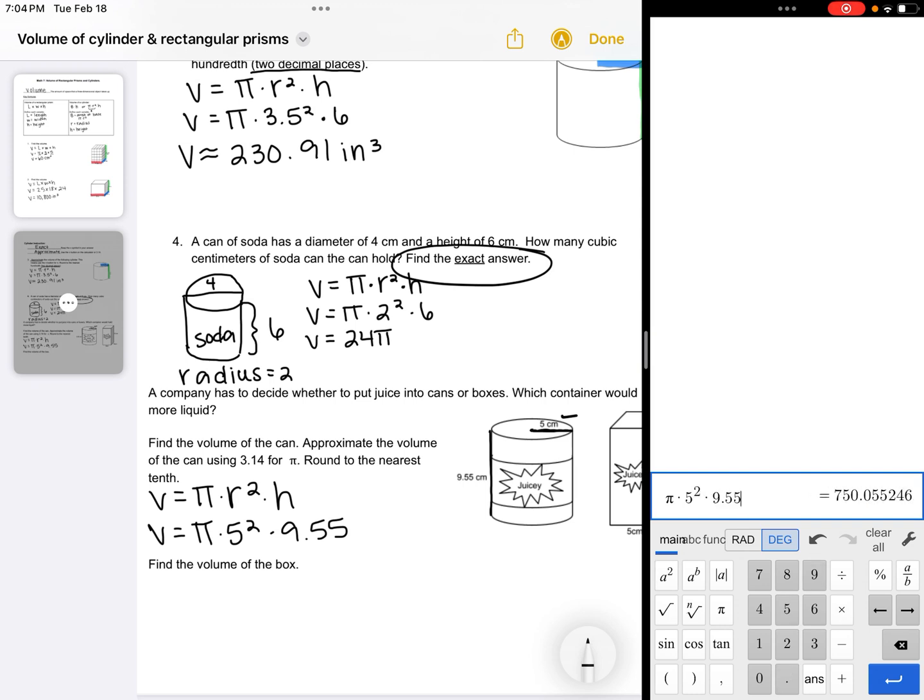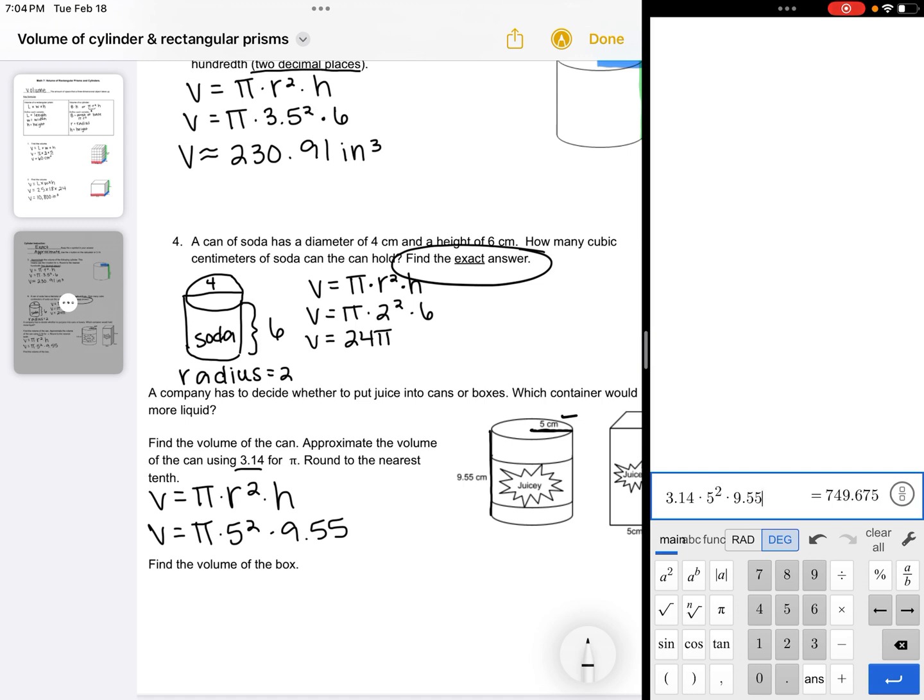In the original question, it says round to the nearest tenth. That means one number after the decimal place. So that tells me I'm going to, actually, so sorry. I just typed in the wrong thing. It told me to use 3.14 for the pi. It does not tell me to use the pi symbol. That was my mistake. Let's try it again. So I'm going to type in 3.14 times 5 squared times 9.55. Notice how I did get a different answer, so I'm glad that I realized my mistake.